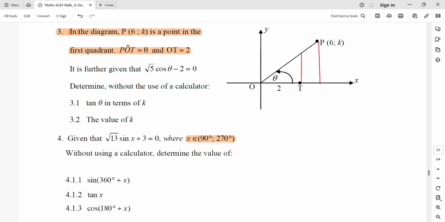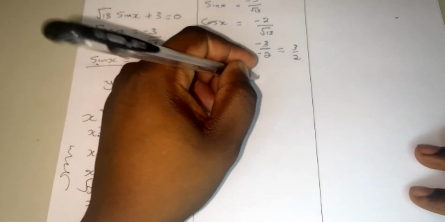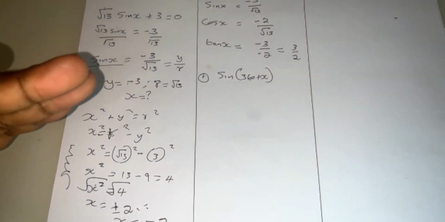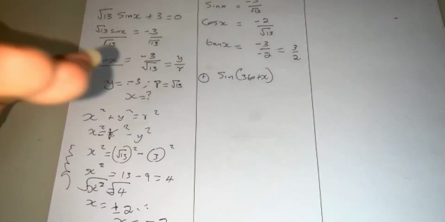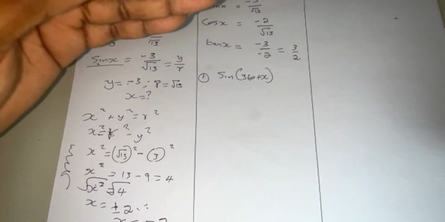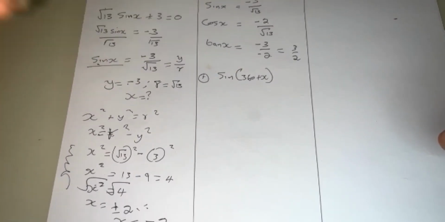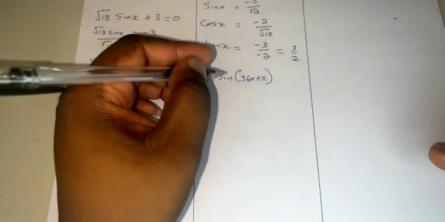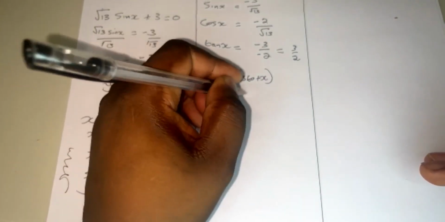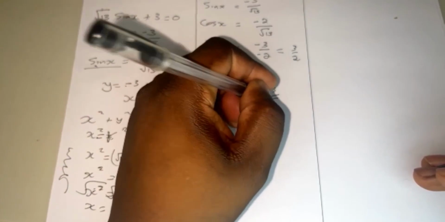They say determine the value of sine of (360 plus x) without a calculator. So let's come back here. The first one is sine of (360 plus x). 360 plus gets the first quadrant, because 360 minus is the fourth quadrant. In the first quadrant, sine, cos and tan are all positive. So I will have positive sine x, and positive sine x is equal to negative 3 over root of 13.